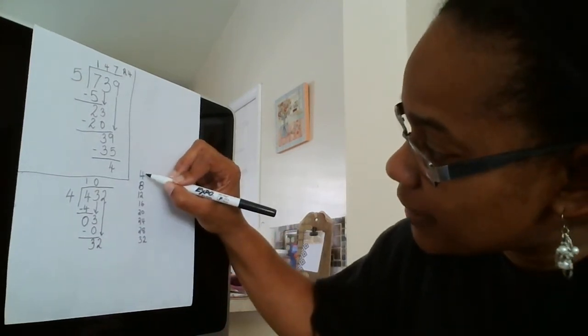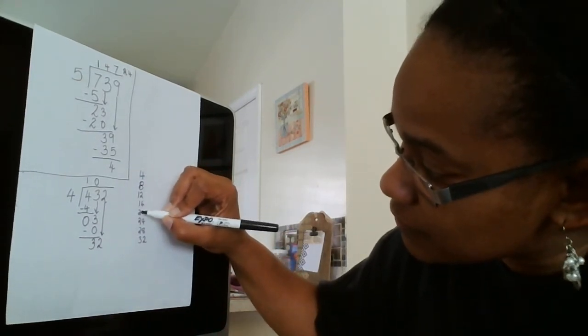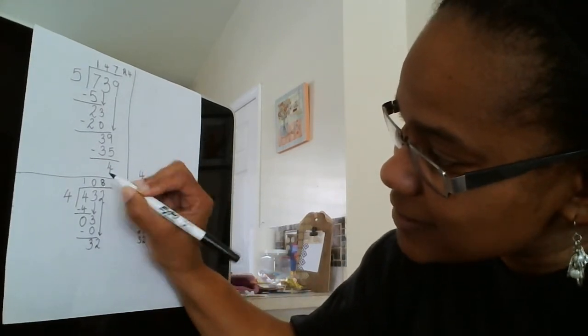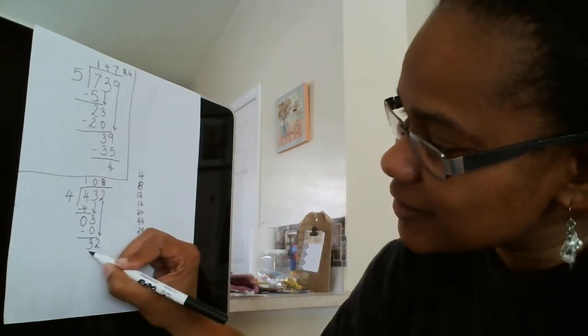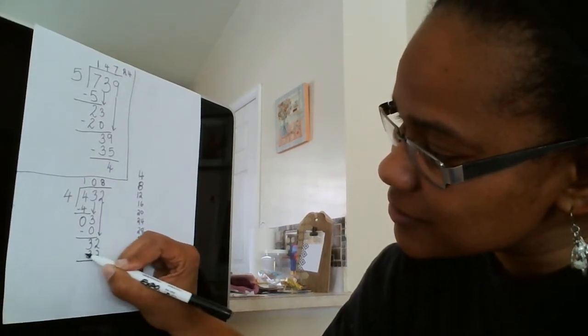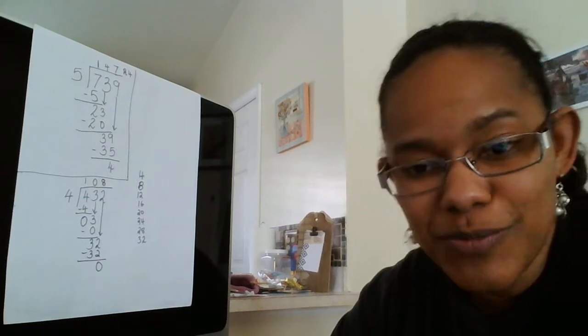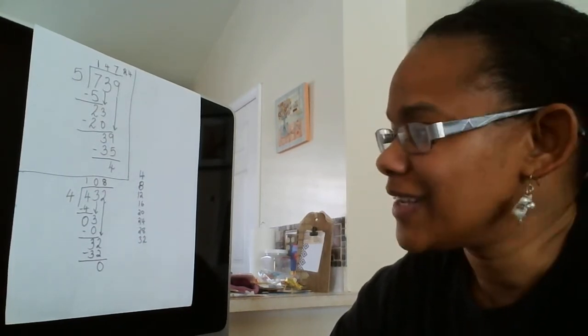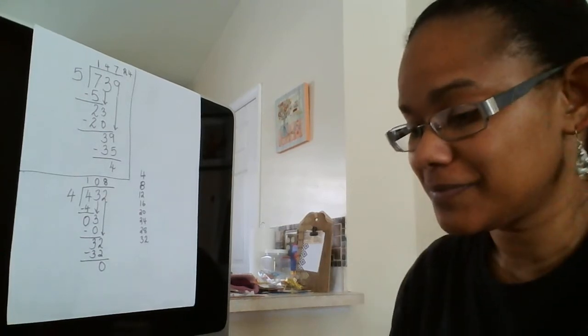Now I count how many I have. 1, 2, 3, 4, 5, 6, 7, 8. So my answer up here is 8. And 4 times 8 is 32. And 32 minus 32 is 0. Okay, we're going to do one more.